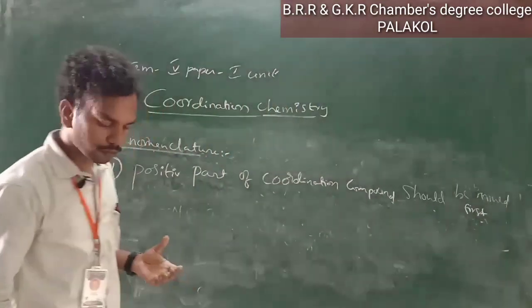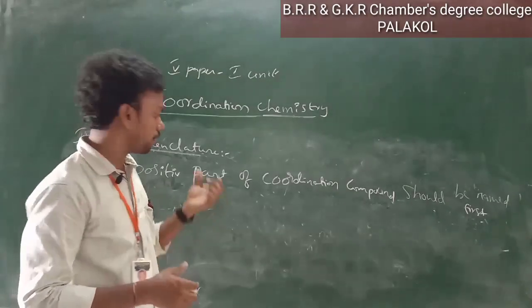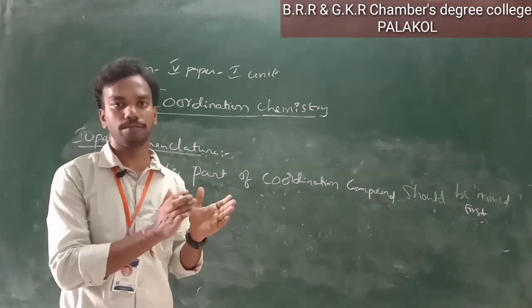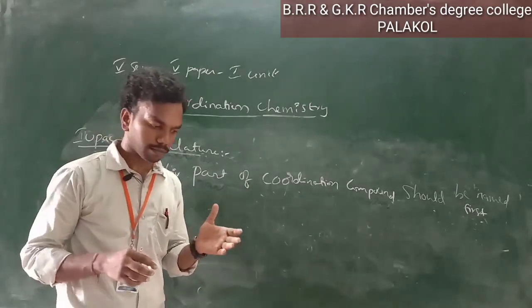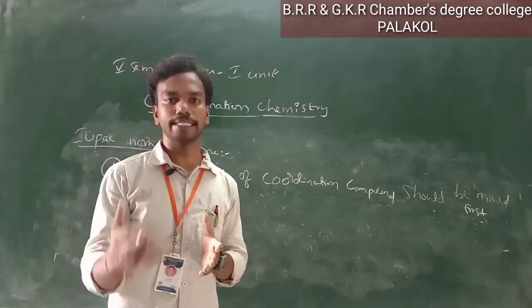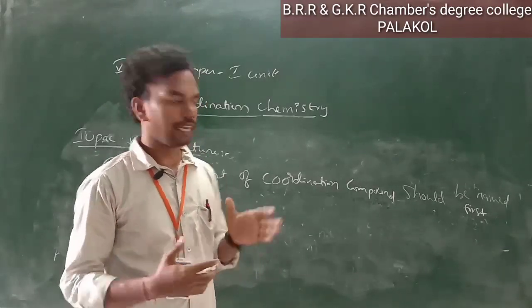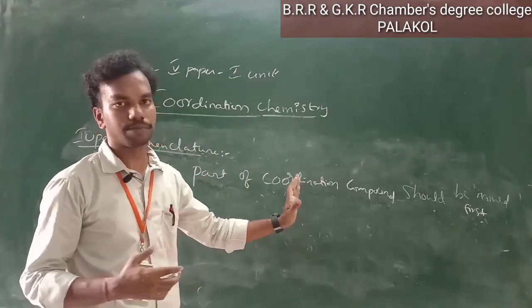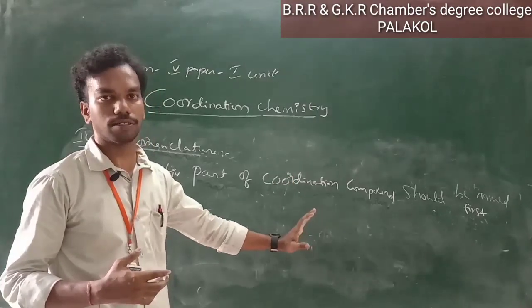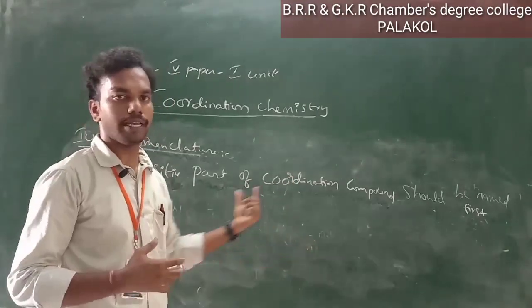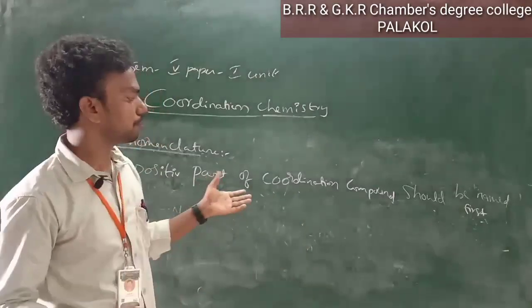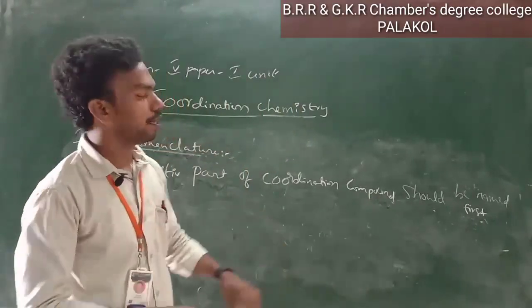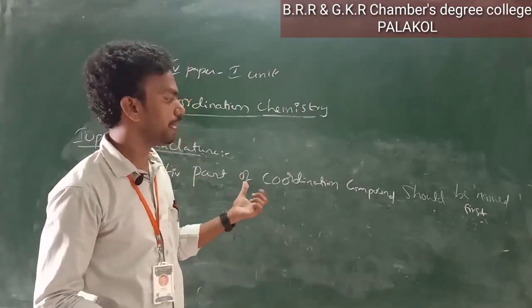Any compound contains a cation and an anion. Whatever is on the left-hand side is your cation, and whatever is on the right-hand side is your anion. The left-hand part is the positive part, that is the cation. The right-hand part is the anion, the negative part. So in coordination compounds, which contain two parts, positive and negative, the positive part should be named first.